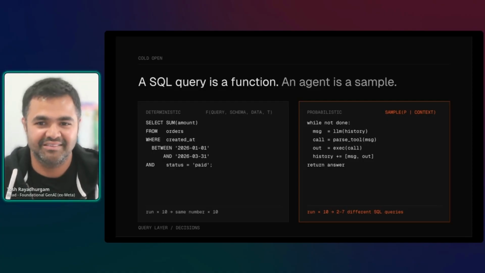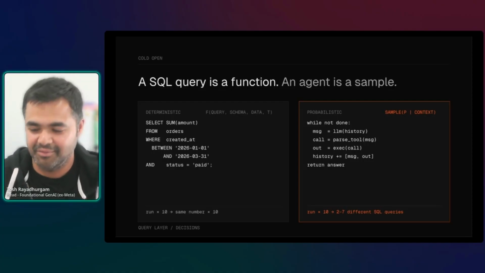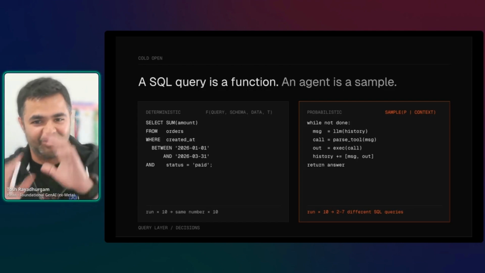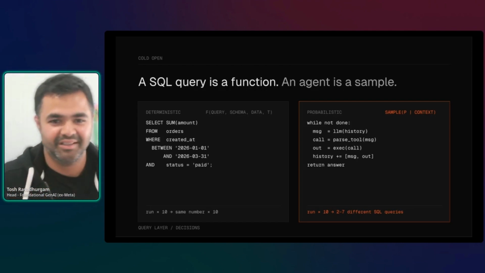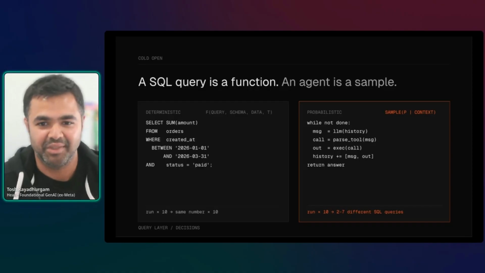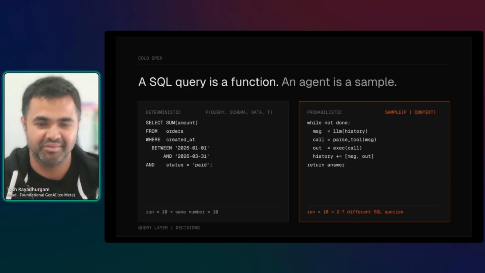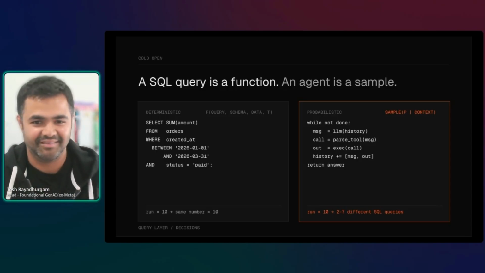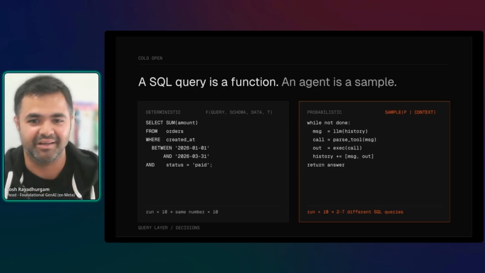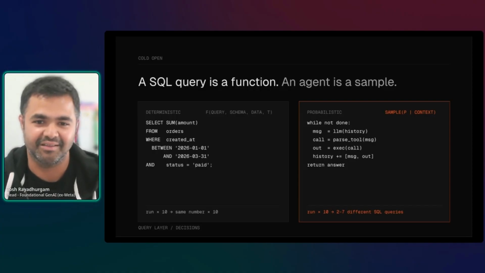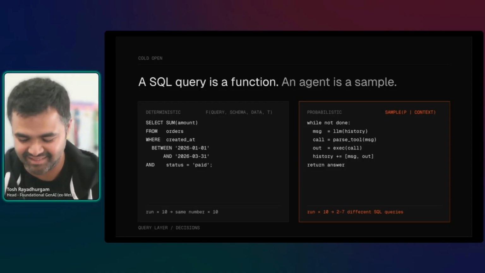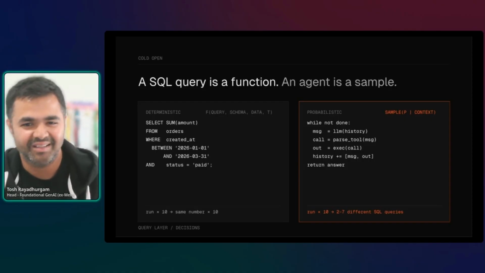Let me pull up the slide. So the picture I want you to have in your head is what's on the left, right? There's a SQL query, and you have some data at some moment, and you press go, and you get a number. Same query, same data, same number, right? This is the most boring property of a database. It's so boring that maybe there's not even a name for it.